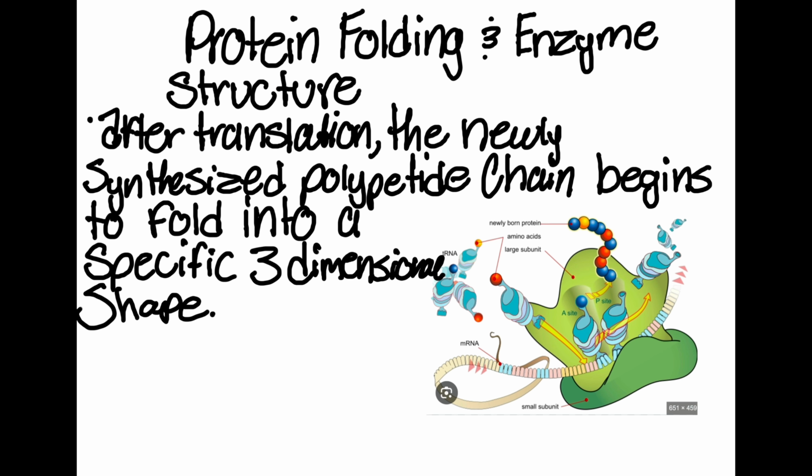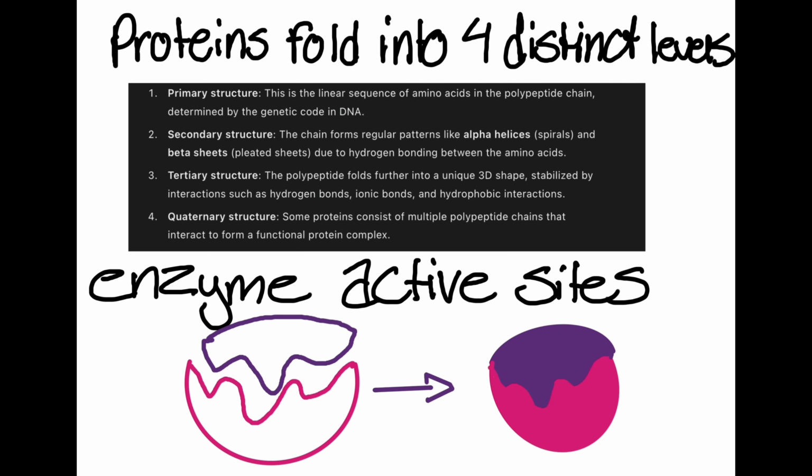Protein folding and enzyme structure. After translation, the newly synthesized polypeptide chain begins to fold into a specific 3-dimensional shape. The way a protein folds is determined by its amino acid sequence. The specific properties of the amino acids determine how the protein will fold. Hydrophobic amino acids tend to be tucked inside the protein, away from water, while hydrophilic amino acids are on the outside. The folding is crucial for the function.